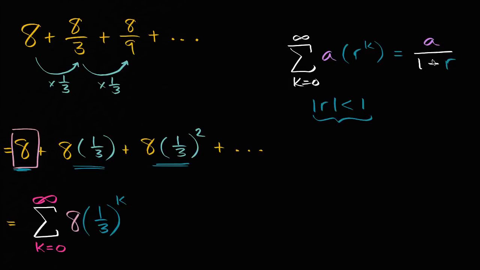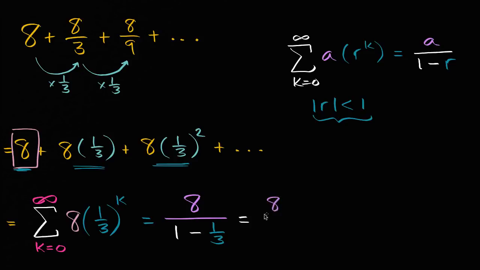And if this looks unfamiliar to you, I encourage you to watch the video where we derive the formula for the sum of an infinite geometric series. But just applying that over here, this is going to be equal to our first term, which is 8, over 1 minus our common ratio, 1/3. And we know this is going to converge because the absolute value of our common ratio, 1/3, is indeed less than 1.